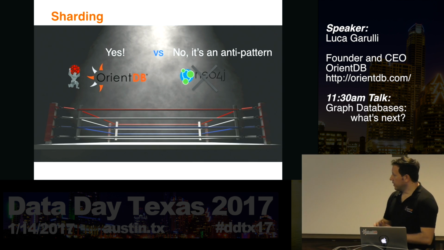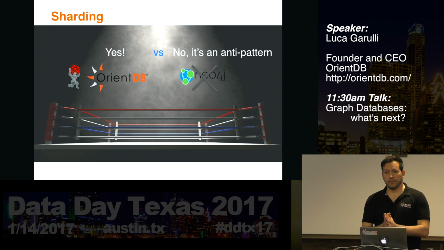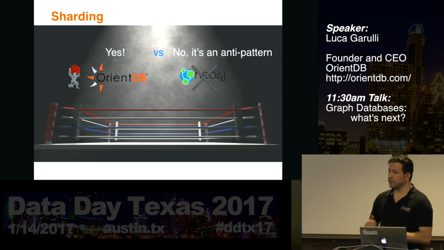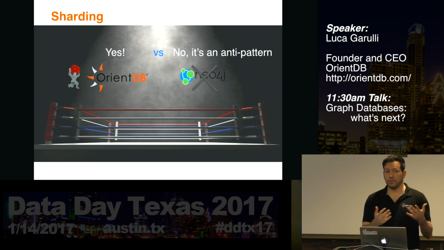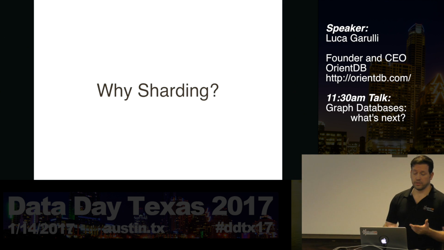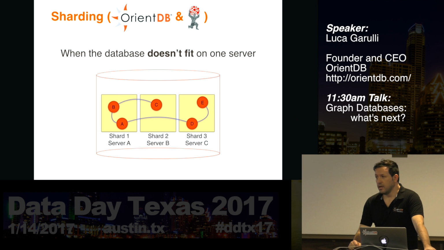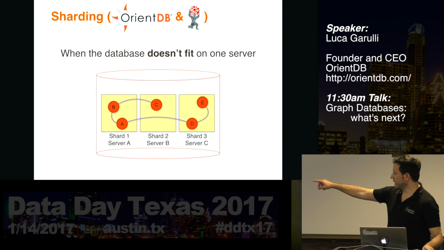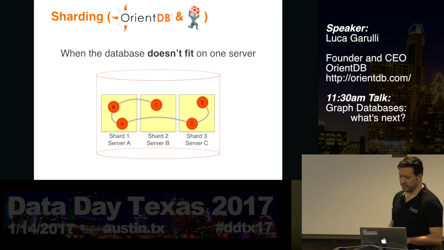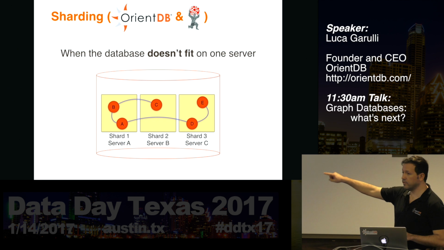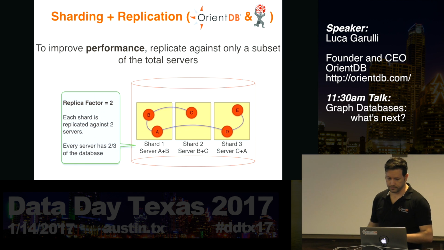Sharding. Both Titan and OrientDB support sharding, but Neo4j doesn't. And for Neo4j it is an anti-pattern. So you shouldn't shard your graph across servers, because of course it's slow. But why do Titan and OrientDB believe in sharding the database? Easy. When your database cannot fit in just one server, your database is so big that you need to split it across multiple servers, right? Very, very easy reason. So you can have 3 shards against 3 different servers. This is a very basic example. And your graph, of course, is spanned across all the servers.